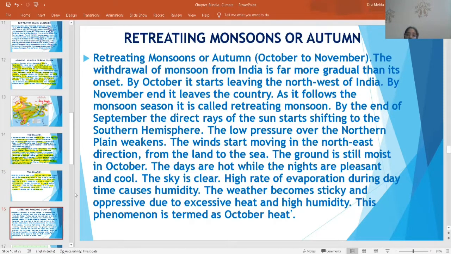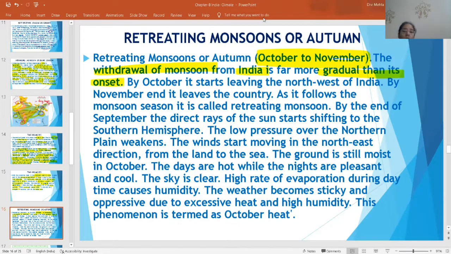Next, we are going to talk about the retreating monsoon, or the autumn season. So what about the retreating monsoon? October to November is the period of the retreating monsoon. The withdrawal of monsoon from India is far more gradual than its onset. The withdrawal is very easy.